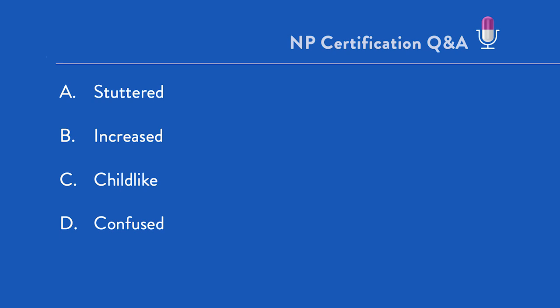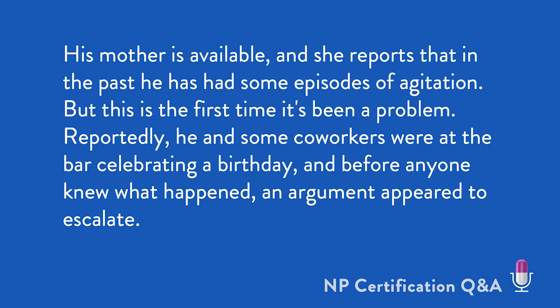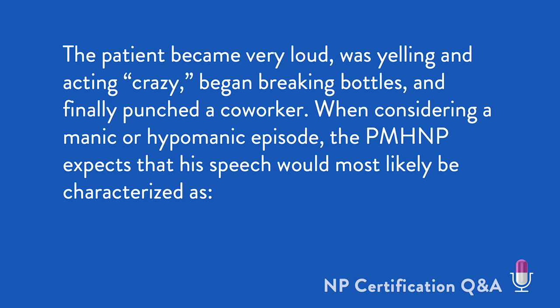So this question gives you a fair amount of background. There are several sentences here of information that support perhaps a manic or hypomanic episode. Mom says that there have been some episodes of, quote, agitation in the past. We don't really know what that means, but we know that today he's become so agitated, he escalated very quickly, he was crazy, breaking bottles, and finally punched someone. But most importantly, the last sentence tells you, when considering a manic or hypomanic episode, the psychiatric mental health nurse practitioner expects that his speech would most likely be characterized as what?